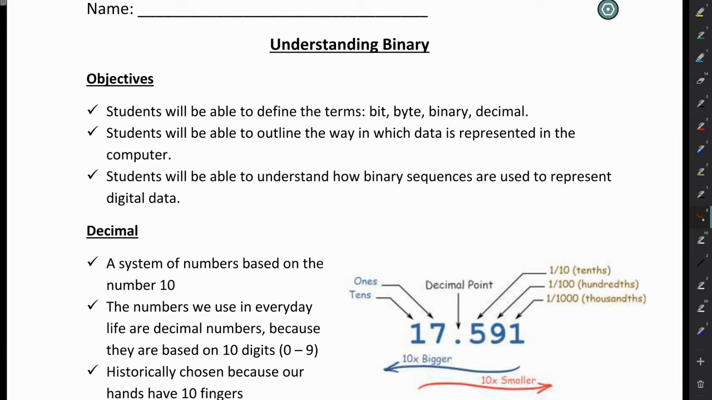Hi everyone, in this lesson I'm going to be explaining the binary number system.